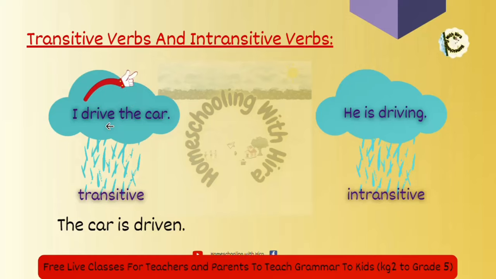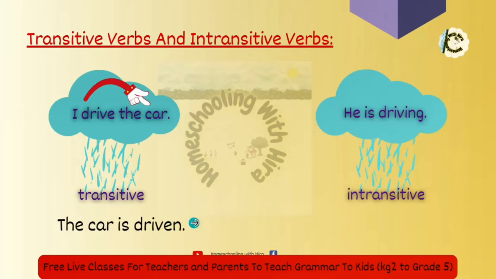Now it is showing an action. We are not concerned about whether it's showing an action or not. Transitive verbs are concerned about, do we have an object which is receiving the action? So yes, we have an object here, that is the car, and it is receiving the action of drive. And as I told you, the sentences with transitive verbs can be changed into passive.